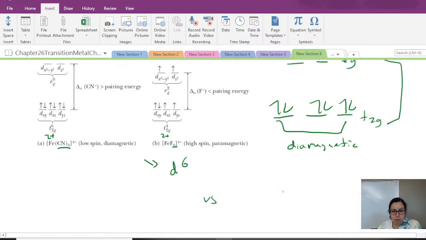Versus your other possibility: let's say it will promote instead of pairing first. So 1, 2, 3, 4, 5, 6. In this case, you would get a paramagnetic compound if it is indeed high spin, and you would plug that into the NMR. It'd give you this horrible looking spectrum, but then you could tell, oh, that's paramagnetic.